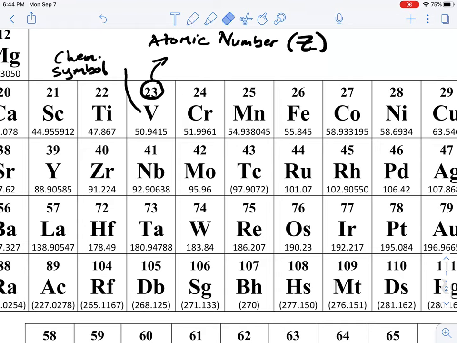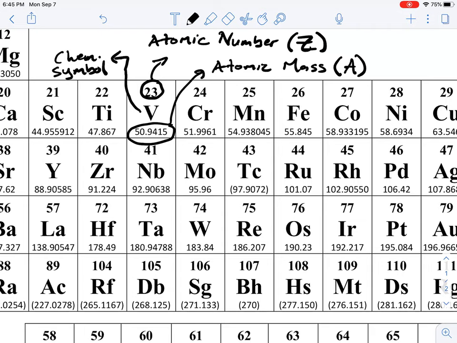Let me make this arrow a little better. And so this last number down here, that's going to tell us the atomic mass. And the atomic mass can be represented by a letter A. And once again, we'll see that when we talk about isotopes.